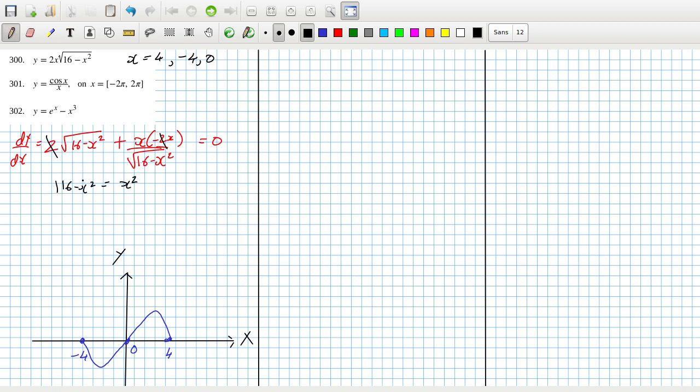Okay, so 16 minus x squared equals x squared, 8 equals x squared. x equals root 8, 2 root 2, plus or minus 2 root 2, I think. Minus 2 root 2 and 2 root 2, min and max, I guess, and then that should be an inflection there, I would think. Okay, 301.